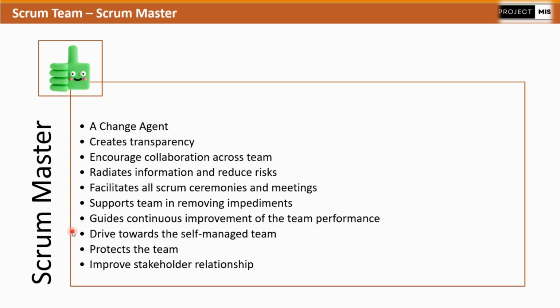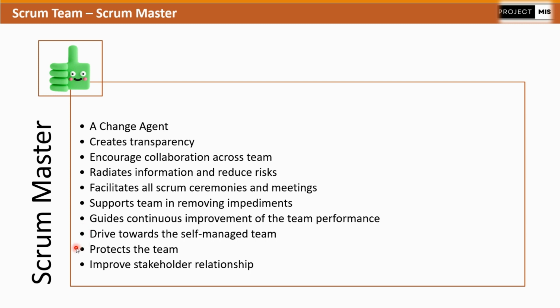Scrum Master drives towards the self-managed team. This is the culture which has to be driven in the team. Scrum Master understands agile principles and agile values, and we know that the self-managed team is the key characteristic of a Scrum team. So the Scrum Master's role is to keep coaching the team whenever he sees any deviation or sees that some kind of mentoring is needed. But the overall objective should be to develop the self-managed team.